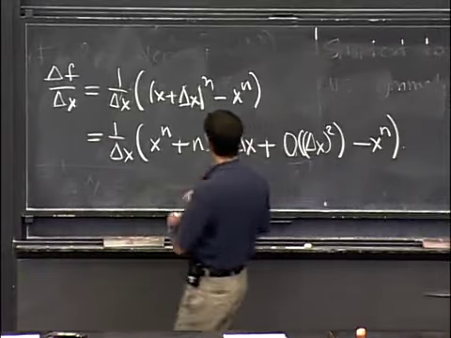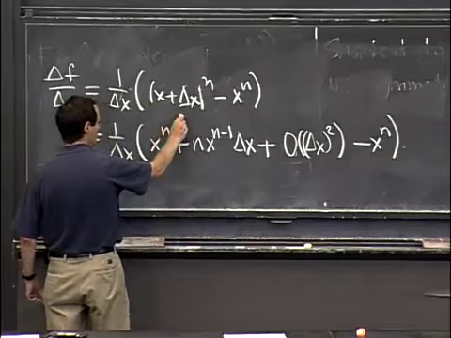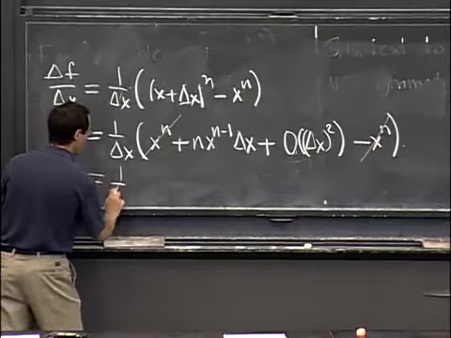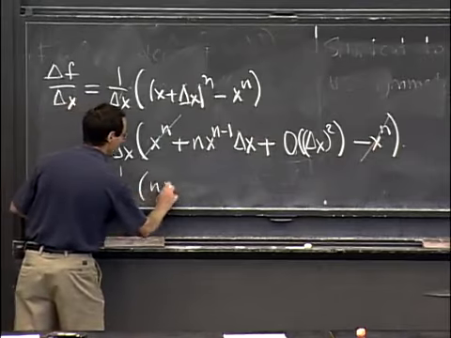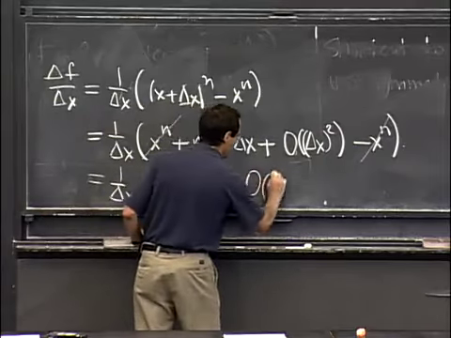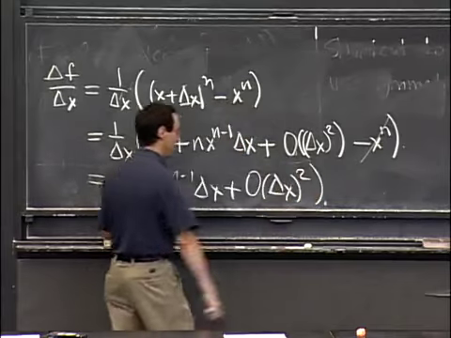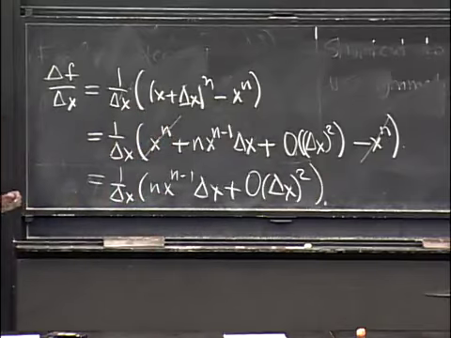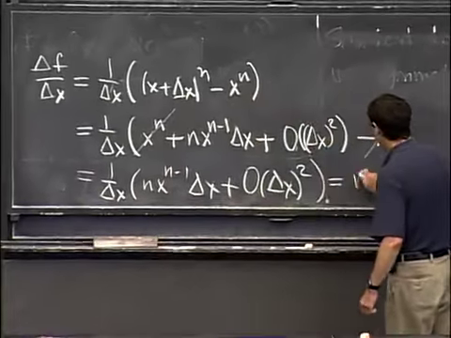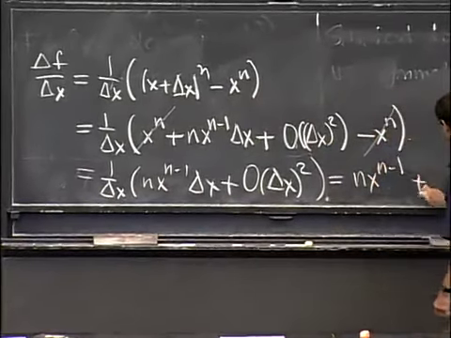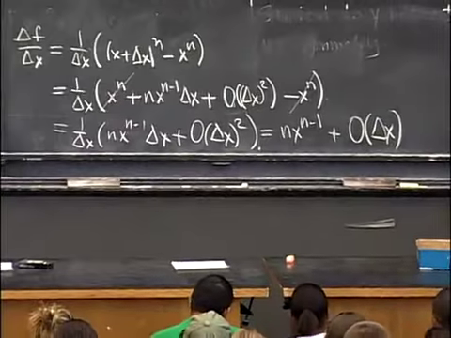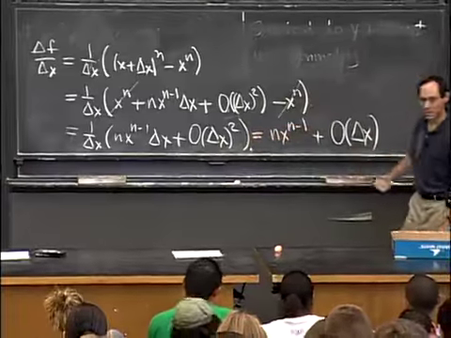Now I'm going to do the main cancellation, which is this. All right, so that's 1 over delta x times n x to the n minus 1 delta x plus this term here. And now I can divide in by delta x. So I get n x to the n minus 1 plus, now it's O of delta x. There's at least one factor of delta x, not two factors of delta x, because I have to cancel one of them.